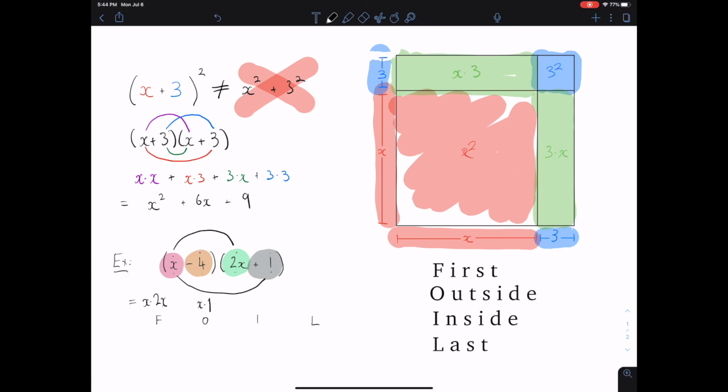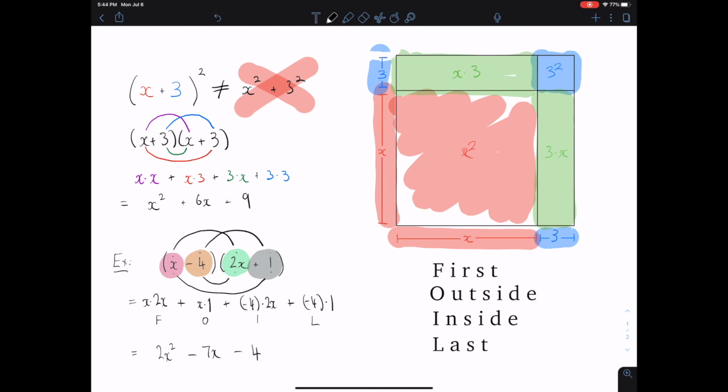We have the inside terms, negative 4 times 2x. It's very important to keep track of that negative, bring it along for the ride. And our last pair, at the end of each bracket, negative 4 times 1. So I'll multiply these pairs together, add them, and gather like terms to give us a final answer of 2x squared minus 7x minus 4. And that's all there is to it.